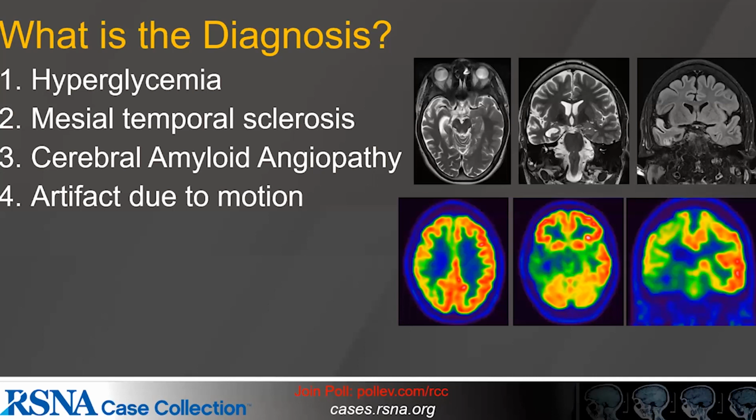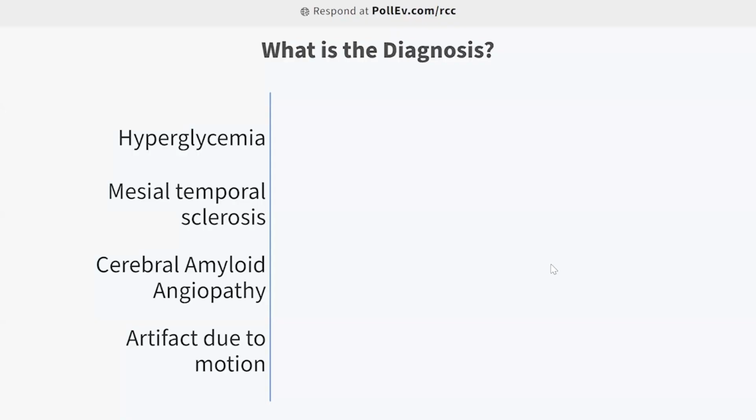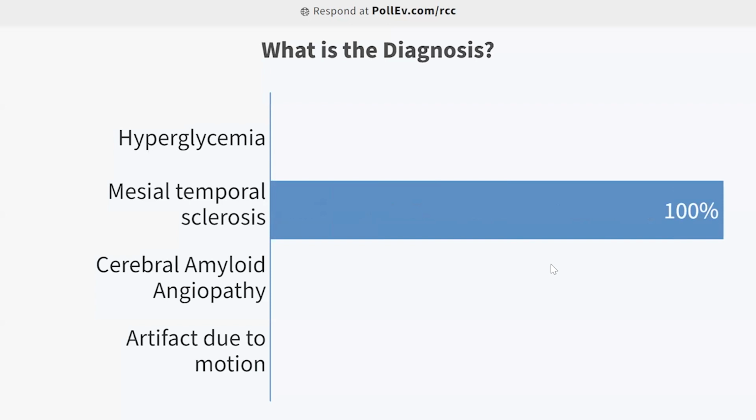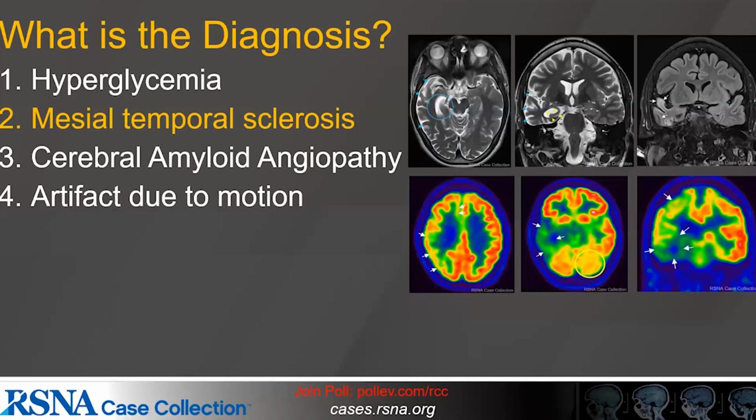Go ahead and enter your answers. Next. So looks like we have a strong nukes audience today. That's an excellent job. That's the correct answer. So the correct answer is mesial temporal sclerosis.